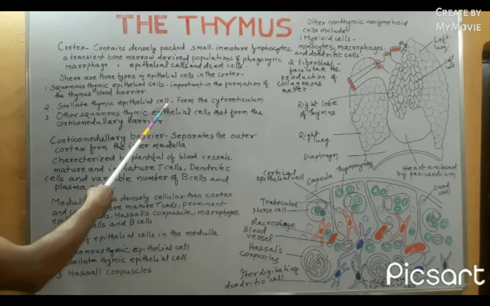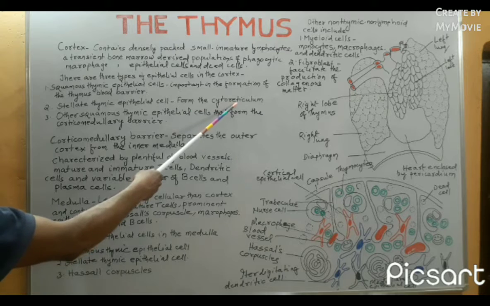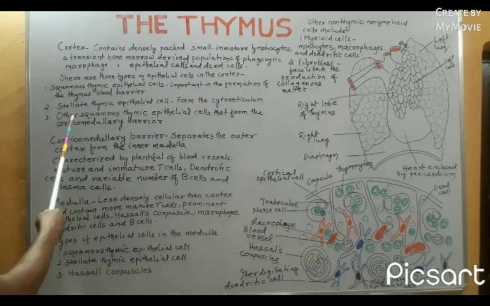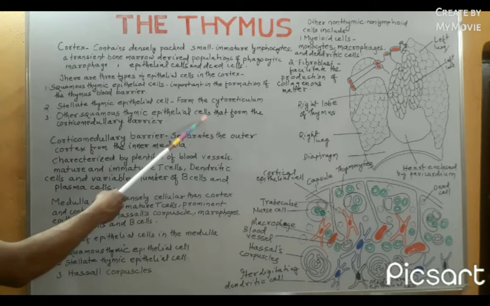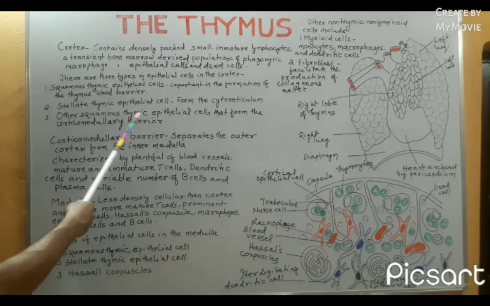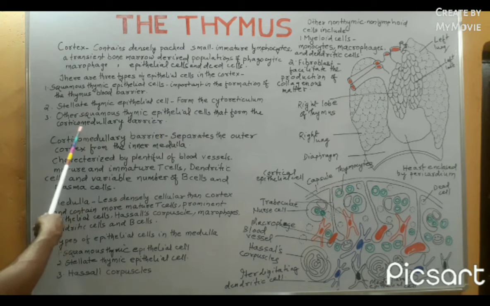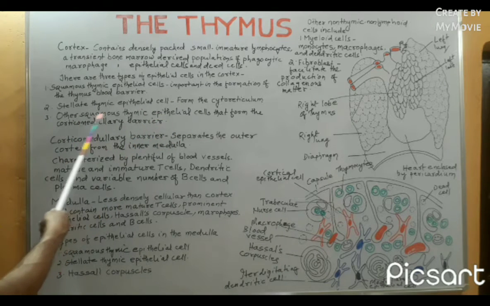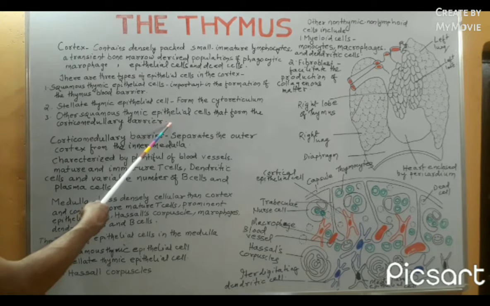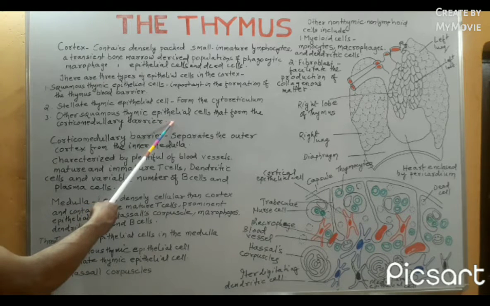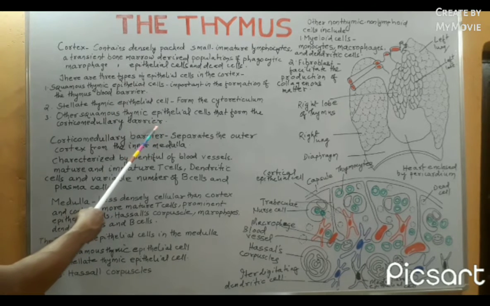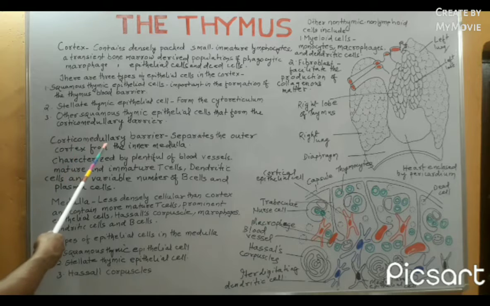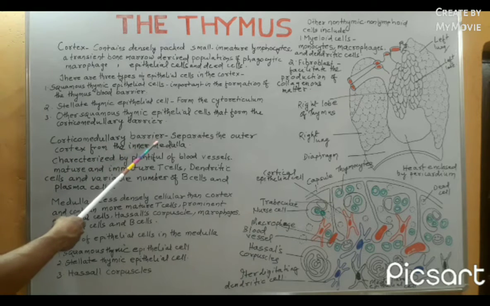These epithelial cells form the cytoreticulum. Next is other squamous thymic epithelial cells that are also present in the cortex. These cells form the corticomedullary barrier. Corticomedullary barrier is also known as corticomedullary junction that is present between cortex and medulla. So what is corticomedullary junction or corticomedullary barrier?